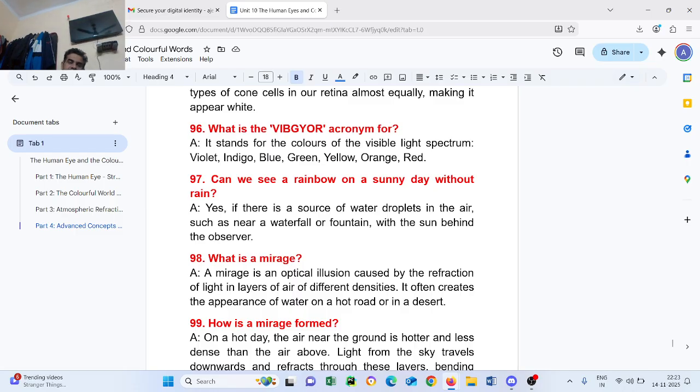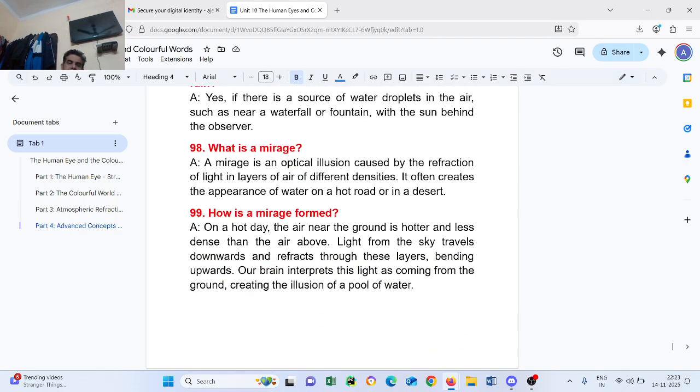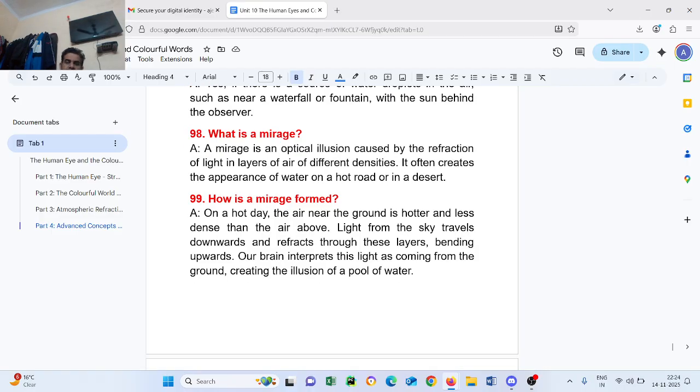Question number 99. How is a mirage formed? On a hot day, the air near the ground is hotter and less dense than the air above. Light from the sky travels downwards and refracts through these layers, bending upward. Our brain interprets this light as coming from the ground, creating the illusion of a pool of water.